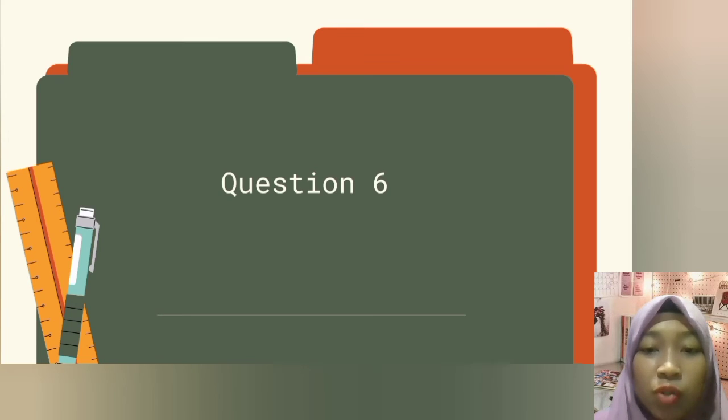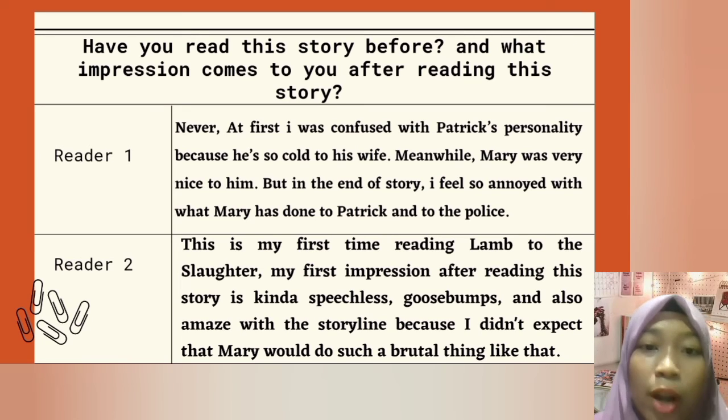So there is the last question. The sixth question is, have you read this story before and what impression comes to you after reading this story? So the first reader answered that he never read this story. At first, he was confused with Patrick's personality because he's so cool to his wife. Meanwhile, Mary was very nice to him. But in the end of the story, Matthew feels so annoyed with what Mary has done to Patrick and to the police.